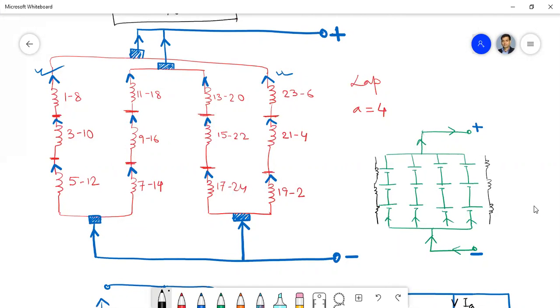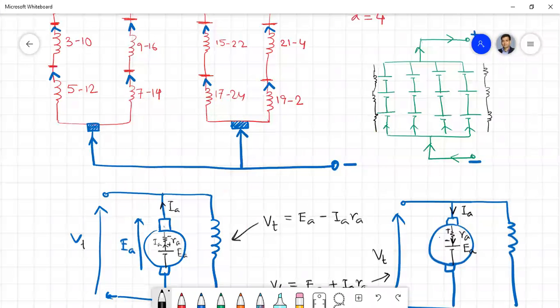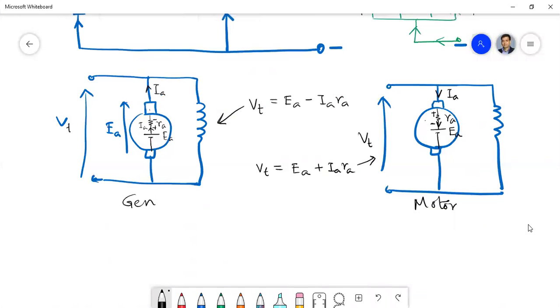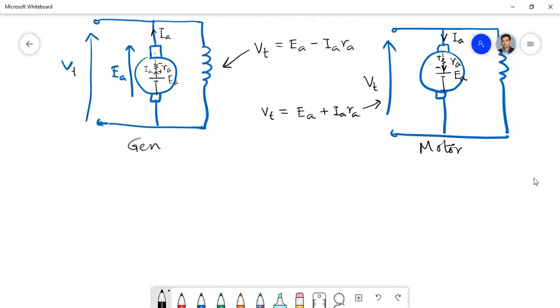So this is how we place the brush, and between which two coils we should place the brush position, that you should check thoroughly. Now the next thing which I will discuss is the wave winding. If you have any doubt regarding the lap winding, you can ask me right now.